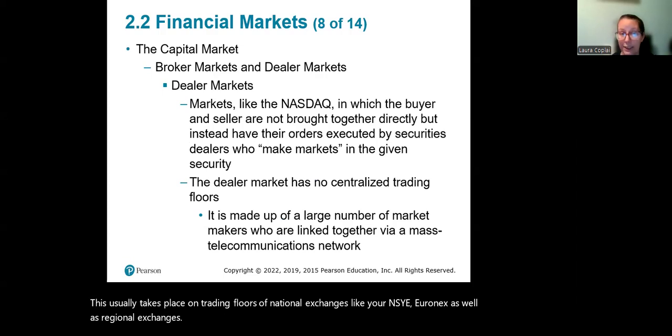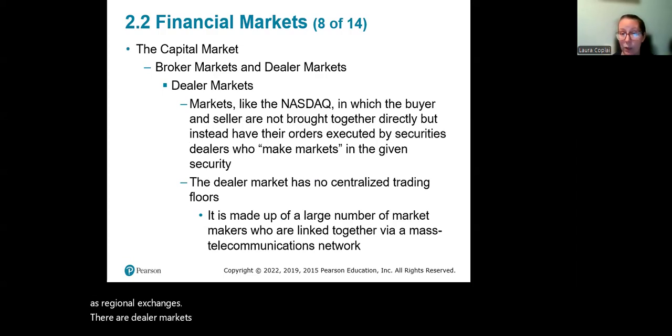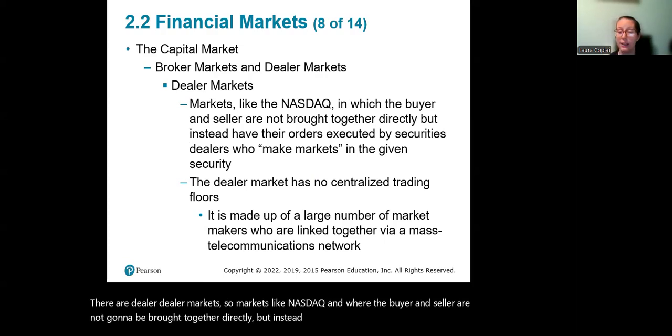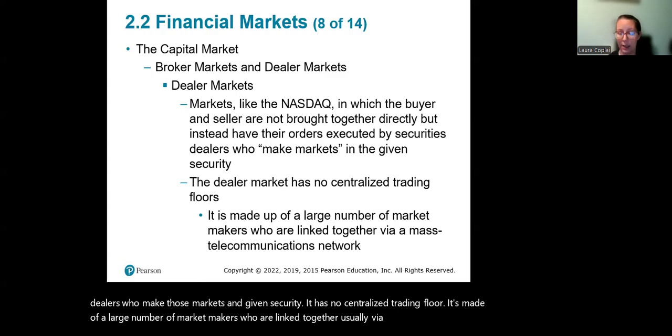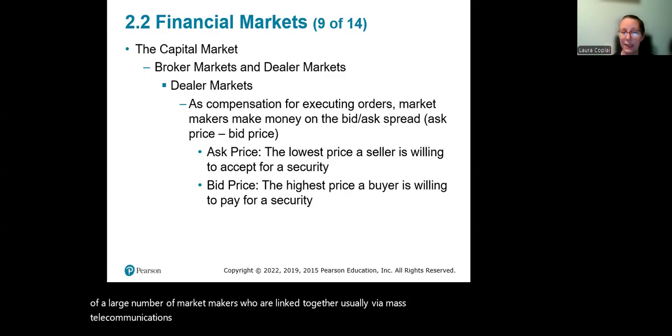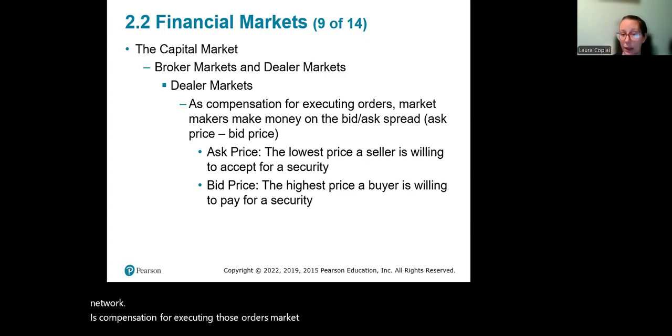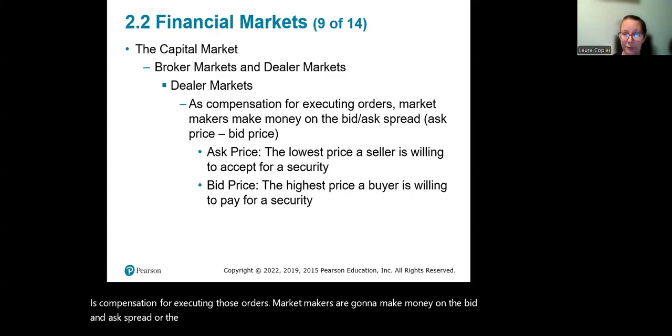There are dealer markets, so markets like NASDAQ, where the buyer and seller are not brought together directly, but instead have their orders executed by security dealers who make markets in a given security. It has no centralized trading floor. It's made up of a large number of market makers who are linked together, usually via a mass telecommunications network. As compensation for executing those orders, market makers make money on the bid and ask spread, or the ask price and bid price.